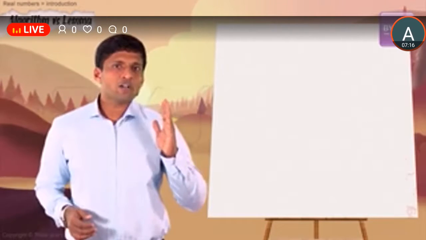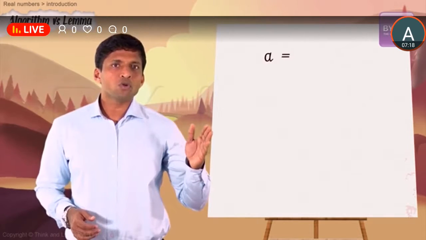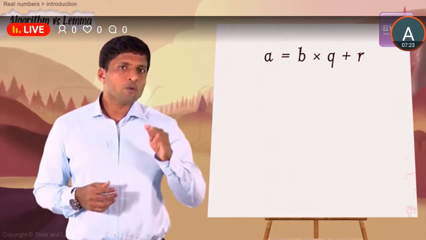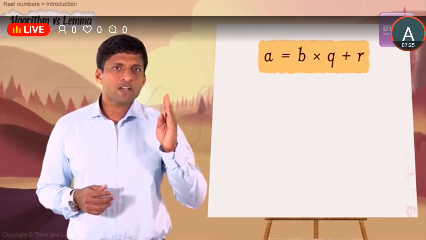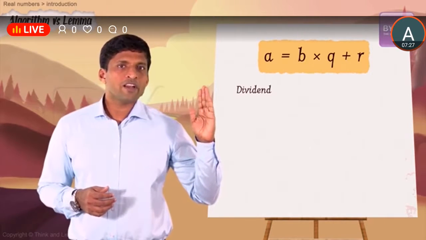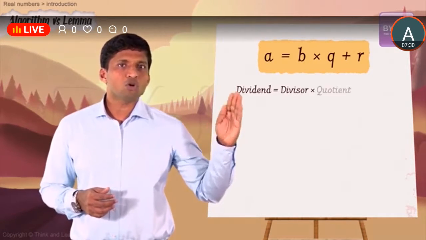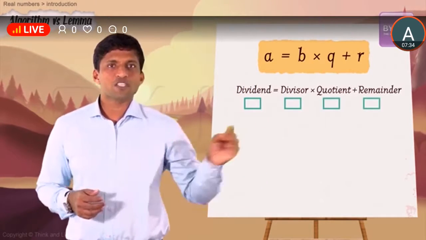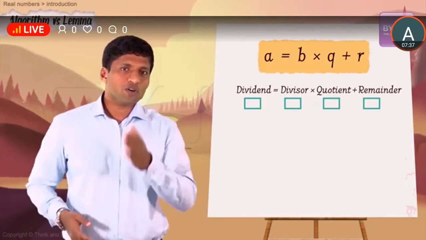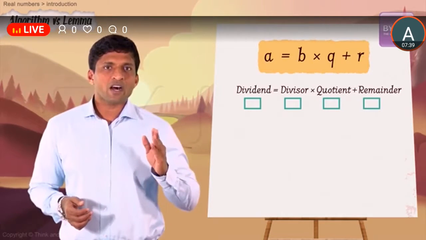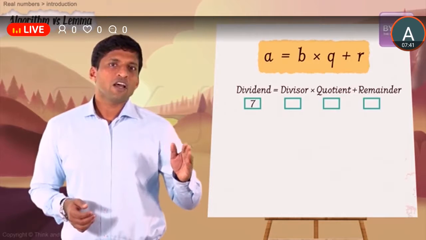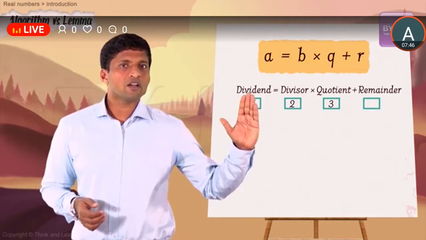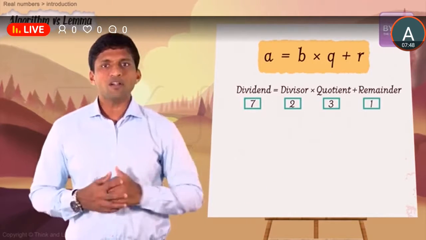So what is the division lemma? A = BQ + R. I'm going to put this in a box. A is the dividend, which equals the divisor times the quotient, plus the remainder. I'm going to fill these boxes with some examples. The first one: if I write 7 here and 2 here, the quotient will be 3 and the remainder is fixed at 1.